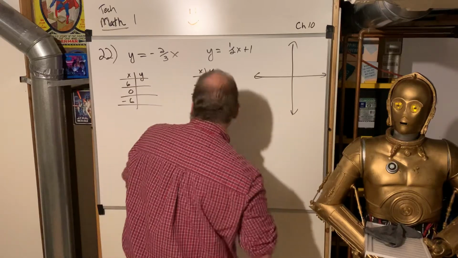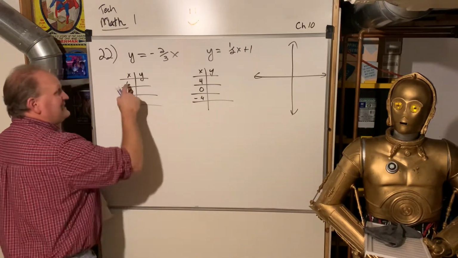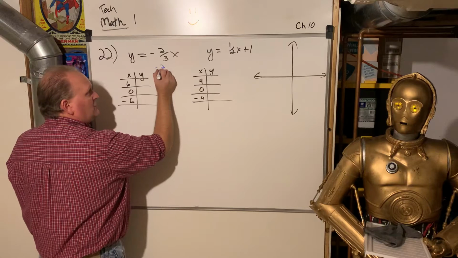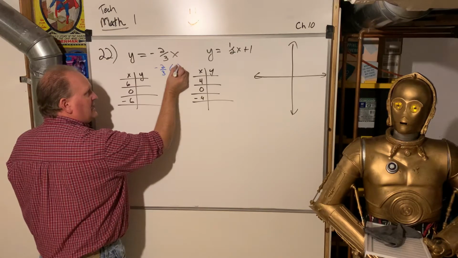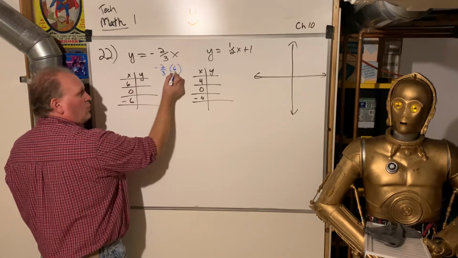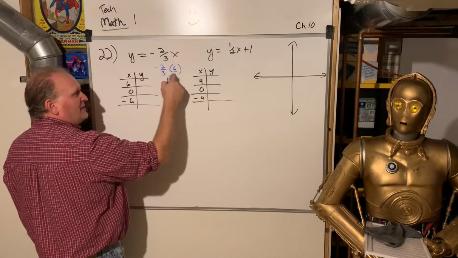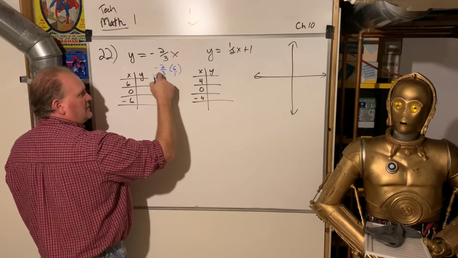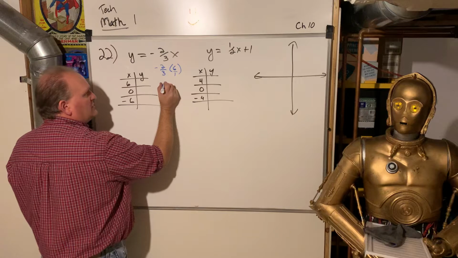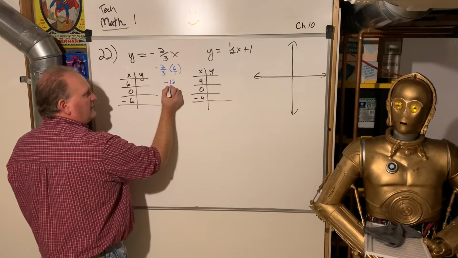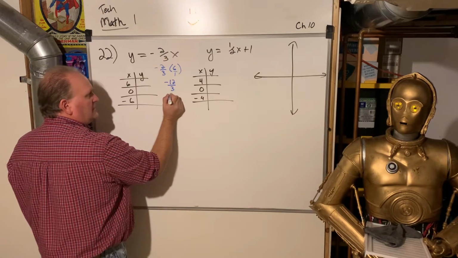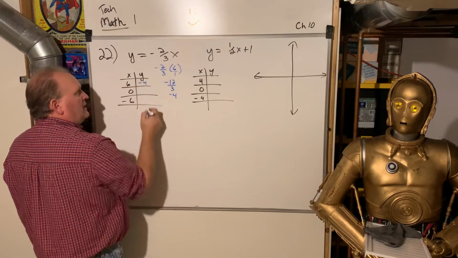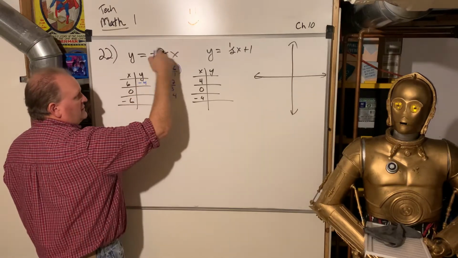All right, so let's do that. So we pop 6 in there. Negative 2/3 times 6. Well, remember, it's 6 over 1. So numerator times numerator, denominator times denominator, and then reduce. So we get negative 12 over 3. That's negative 4. I pop 0 in, that's super easy. 0 times anything is 0.